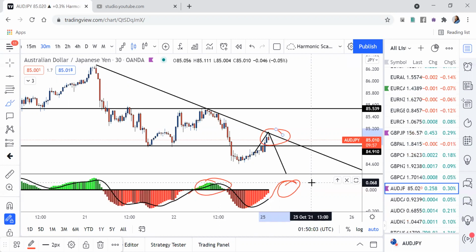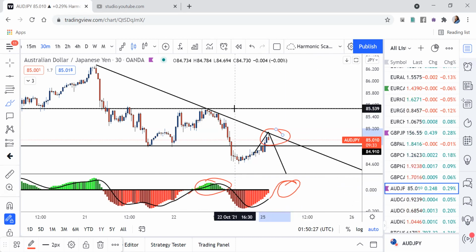So watch price here on JPY. Let the MACD come around, give us a retest, and then we could potentially look at selling. Right, so hopefully that was clear on the MACD.